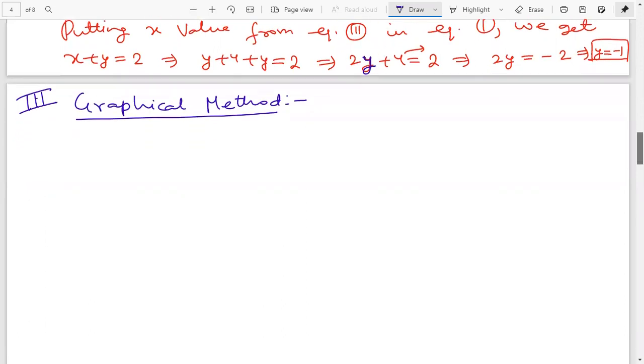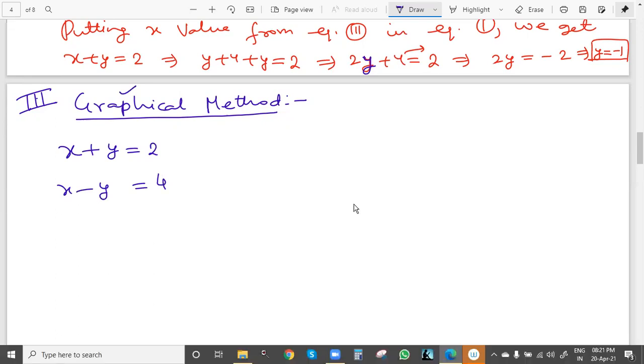So what do we mean by graphical method? Graphical means, as the name says, on graph paper we will solve. Now the question comes, these are the equations, simple equations: x plus y equal to 2 and x minus y equal to 4. So these are two simple equations, a pair of linear equations in two variables. Variables are x and y. Now the question is how we can solve graphically, or on graph paper. Anyone knows about it? Solving means finding the values of x and y.